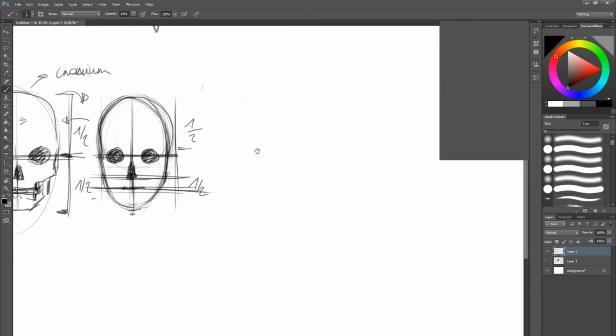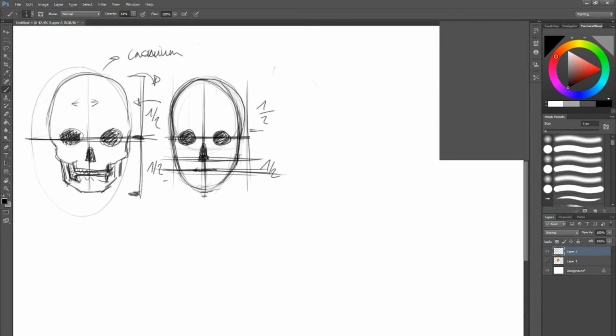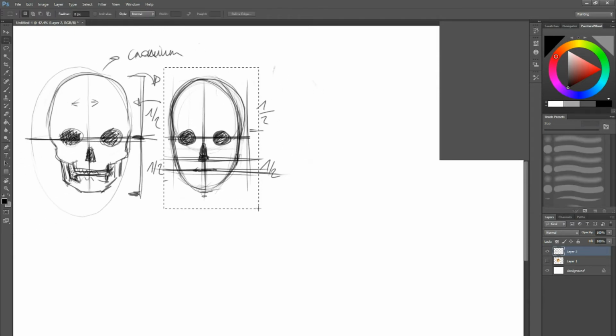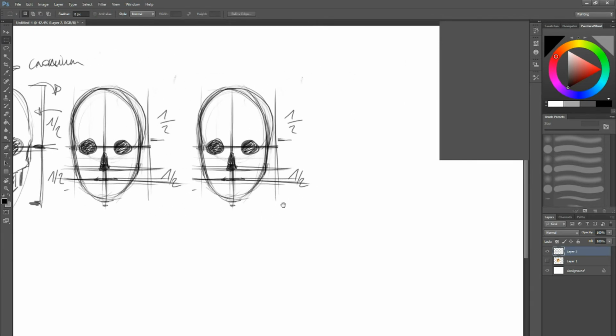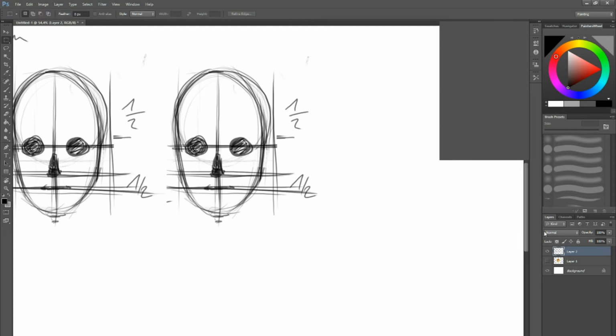So now that we've done that, I'm going to copy this over. There we go. Photoshop magic. And I'm going to put this on a new layer actually.